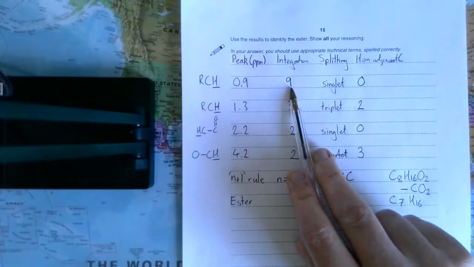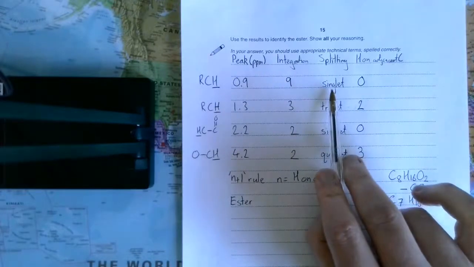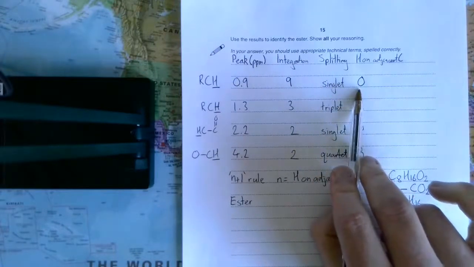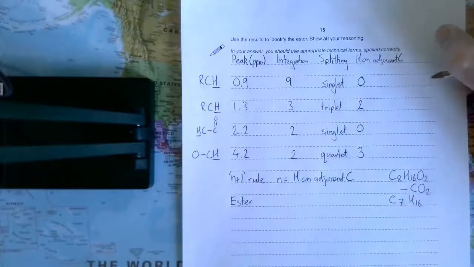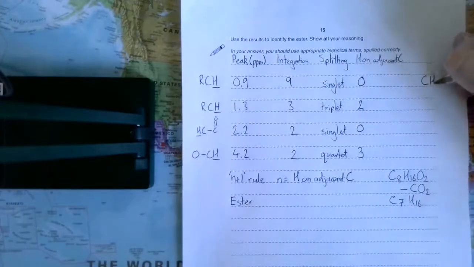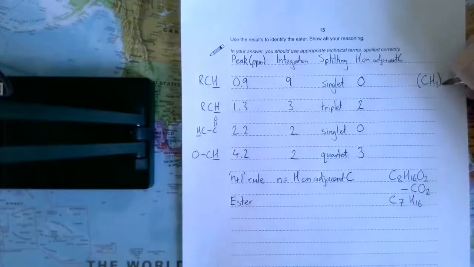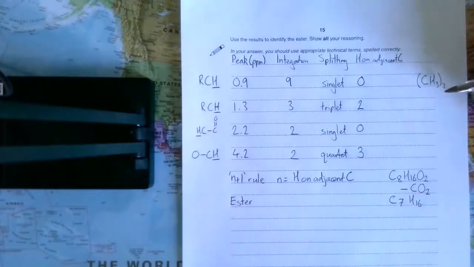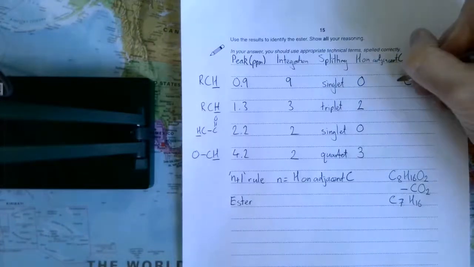So the actual environment has 9 equivalent hydrogens, and there is nothing next to them that is a hydrogen, so this is one that you have to try and learn. The way that we can get 9 equivalent hydrogens is to have a methyl group, that's CH3, and we will need to have 3 of them. 3 times 3 is 9, and these are all bonded to one carbon.